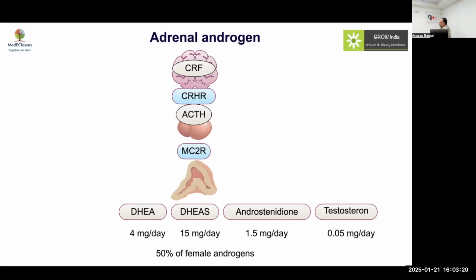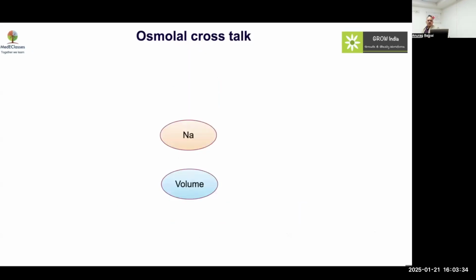And it also produces a very, very small amount of testosterone. This is what we are talking about, Alapan, when we were discussing. So it's only a very minimal amount of testosterone. So most of it is there. 50% of female androgens are produced via the adrenals.